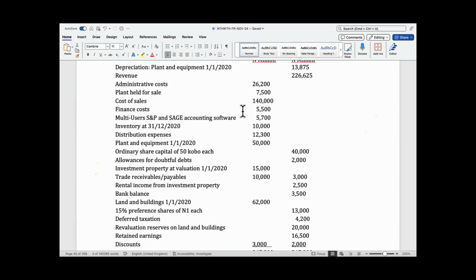Which one? 5%, 15% preference share. How about you? Take note of this guy. This guy is auto. I take note. Actually, nice one. That's absolutely correct.